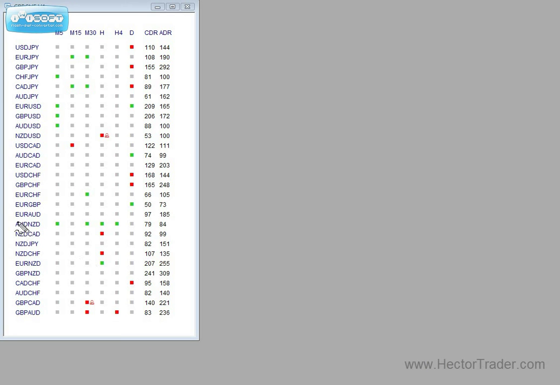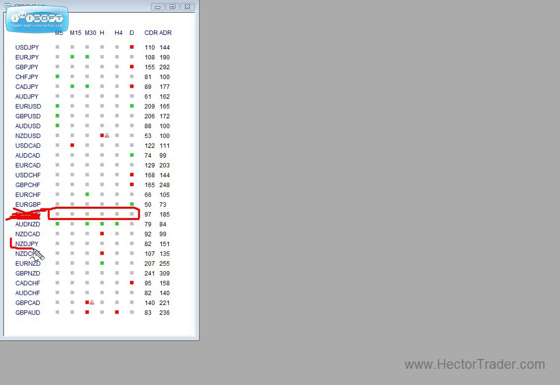The dashboard really is a time saver. For example, have a look here at the euro against the Australian dollar. All of them are remaining gray. Have a look at that, okay? All the time frames are remaining gray, so you know that you don't even have to open the euro against the Australian dollar chart. You can certainly cross it out of your watch list today altogether.